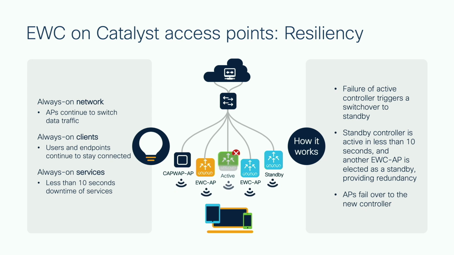Now what happens if your active goes down? The standby becomes an active, and one of the existing access points now becomes a standby. So this election will keep going on until you are left with the last access point.